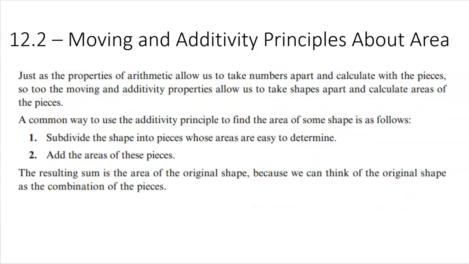Just as the properties of arithmetic allow us to take numbers apart and calculate the pieces, we can do the same thing with shapes. We can take them apart and calculate the areas of each piece. So a common way to use the additivity principle is to subdivide the shape into pieces whose areas are easy to determine, and then add the areas of the pieces. So the resulting sum is the area of the original shape.